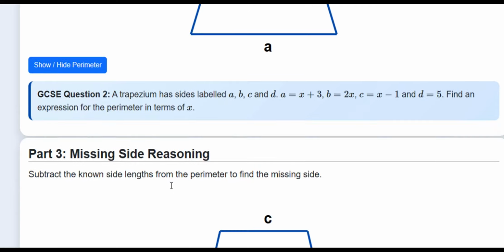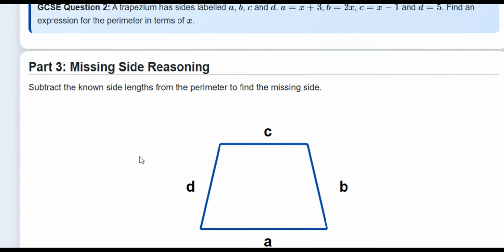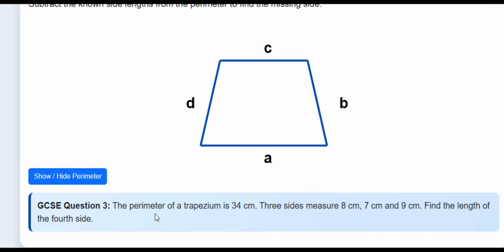Well, how about if you are given the perimeter in full? Like in this one, you are told the perimeter of a trapezium is 34 centimeters, and you are given 3 sides and asked to find the missing side. How do we go about it? First, you already know the perimeter P of a trapezium is given by A plus B plus C plus D for the sides. So from there, we can pick the sides we already have.